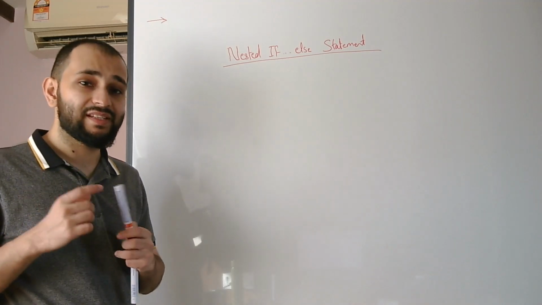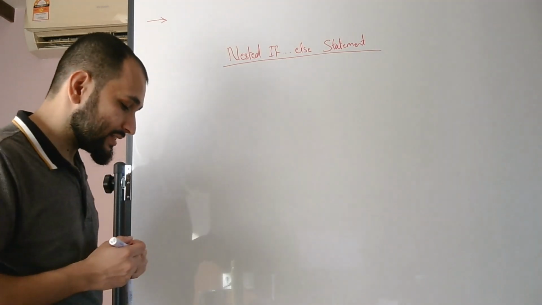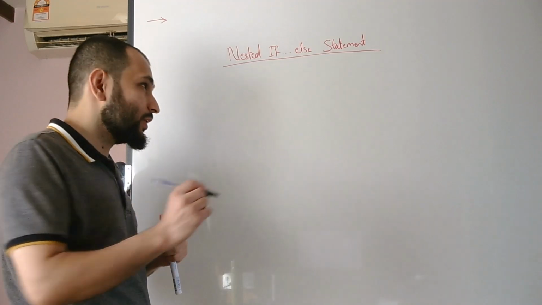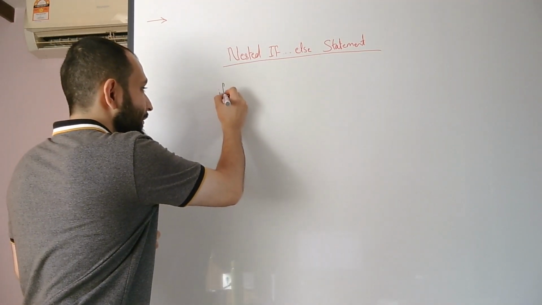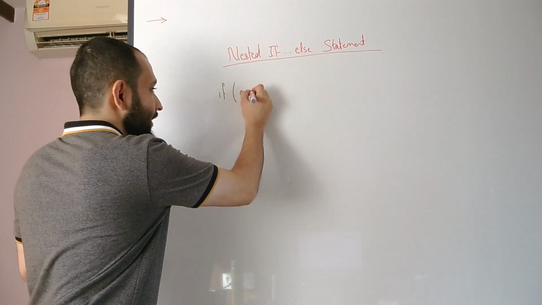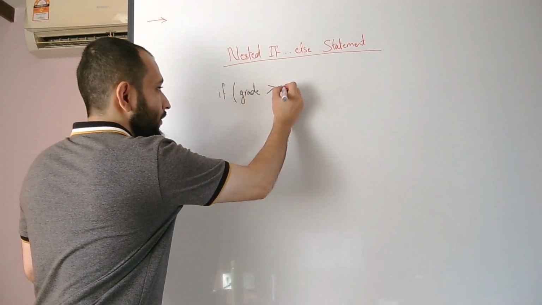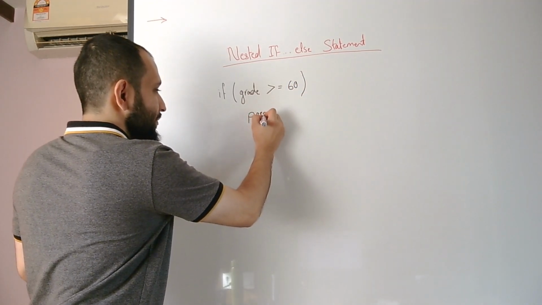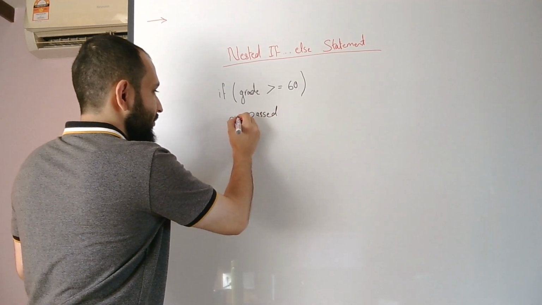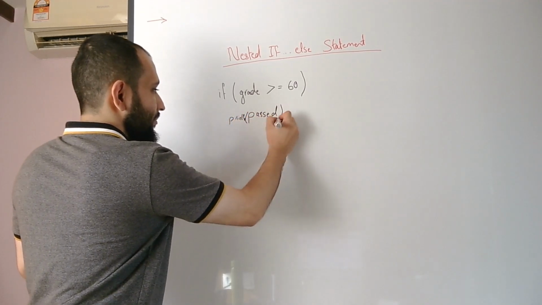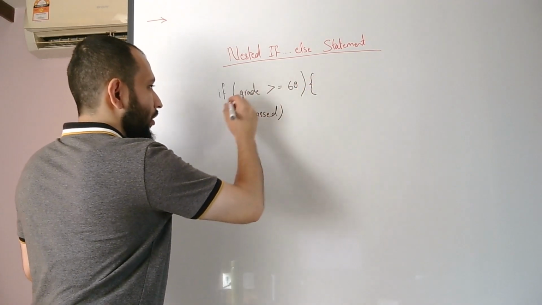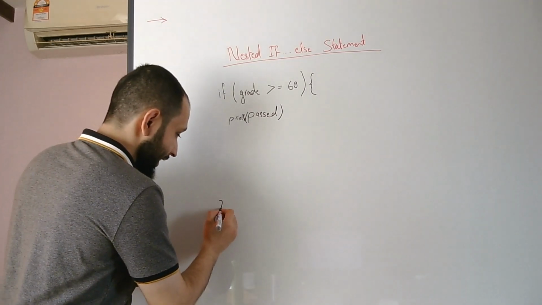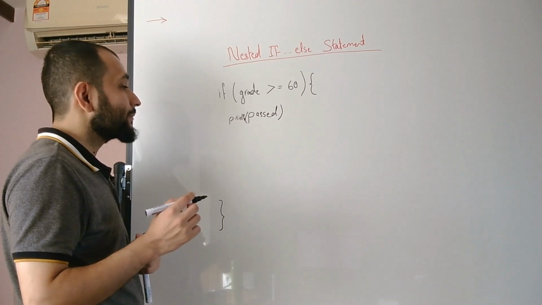So let's see an example related to our examples from the previous episode, where we wanted to check the grade of the student. We said that if the grade of a student is greater than or equal to 60, then we are going to tell this student that the student has passed, right? So maybe if I say printf "passed", and this is the block of the if statement. Now let's end this block as well so you can see that.